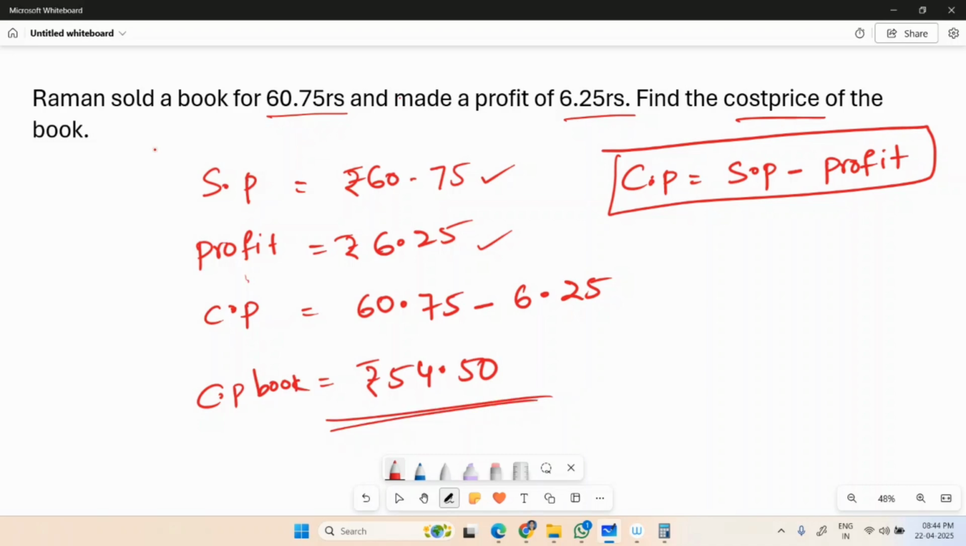So this is how we use profit and loss in our day-to-day life. I hope you understand the lesson on profit and loss. If you have any doubts, please do let me know. I will clarify your doubts in the next video. So far we have seen how to solve profit and loss questions in real life.